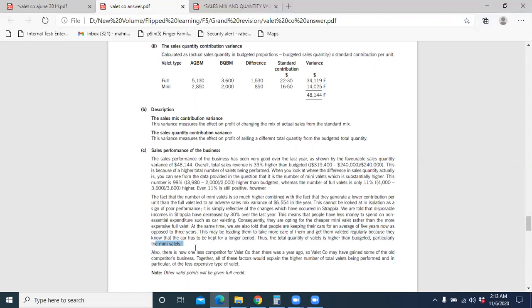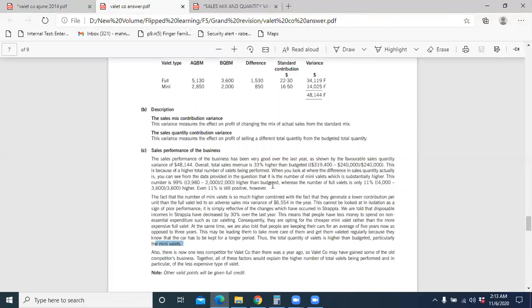Here they're talking about the interdependence of the variances. Quick technique: I told you adverse variance could give rise to favorable quantity variance. That would happen in the case of mini valet, if overall it was adverse, but overall the quantity sold was more than the standard.